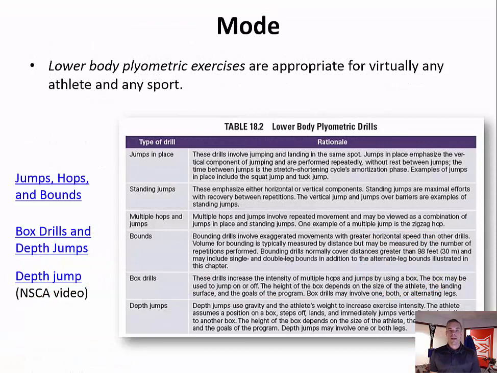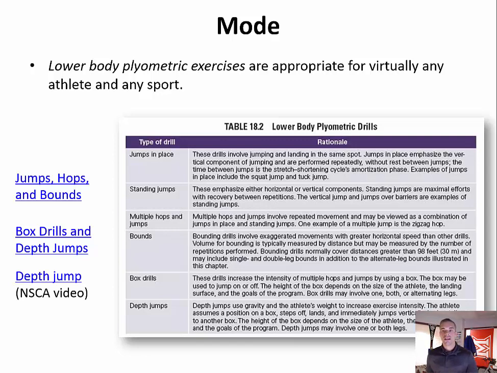Let's move on to the mode next. Now, lower body plyometrics are appropriate for virtually any athlete and any sport. Direction of movement varies by sport, but many sports require athletes to produce maximal vertical or lateral movement in a short amount of time. So a basketball center is an example of an athlete who would benefit greatly from a plyometric training program, as a center is required to jump repeatedly for rebounds.